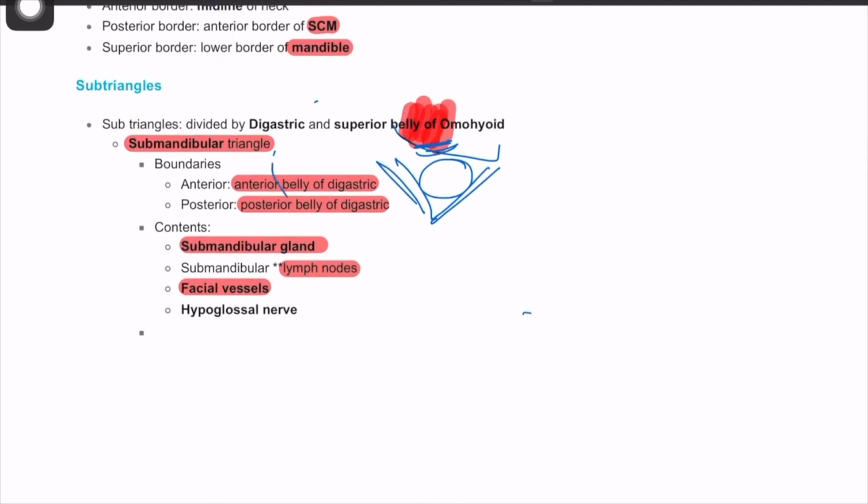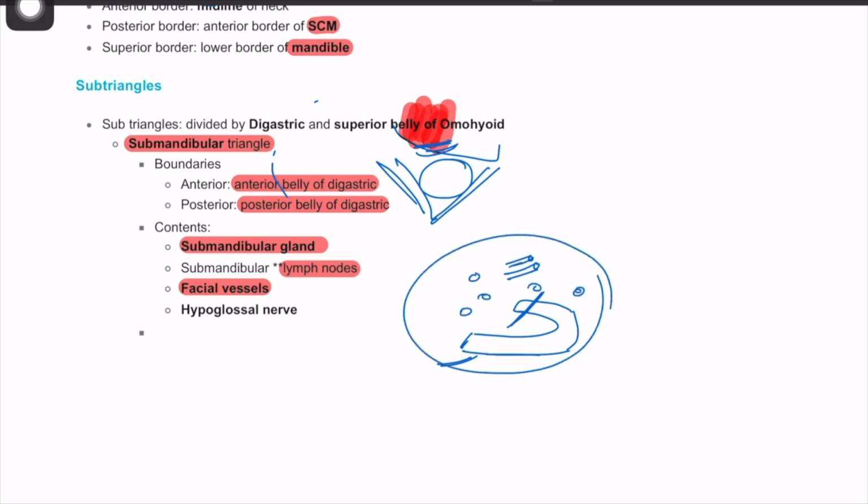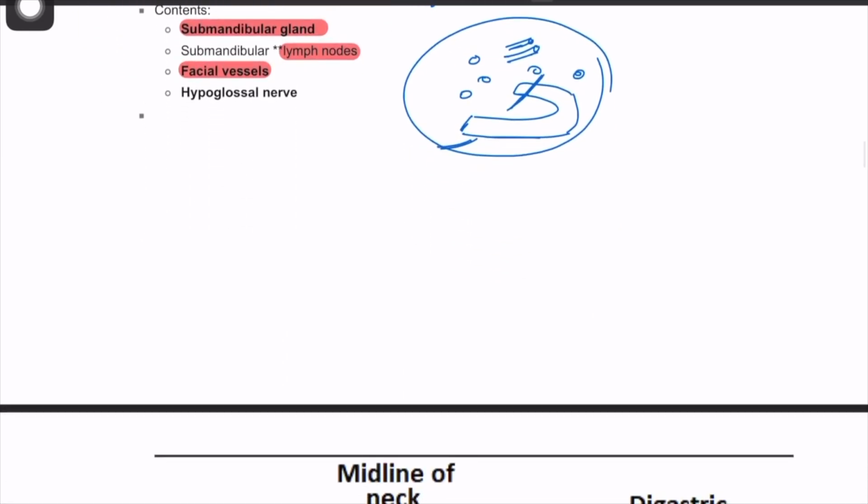So you have the submandibular gland, which has a deep and superficial part, and you have the hypoglossal nerve, which is found in between the deep and superficial part, in addition to the facial vessels, so facial artery and facial vein as well, and some lymph nodes just present all the way around. So these are the contents of the submandibular triangle.